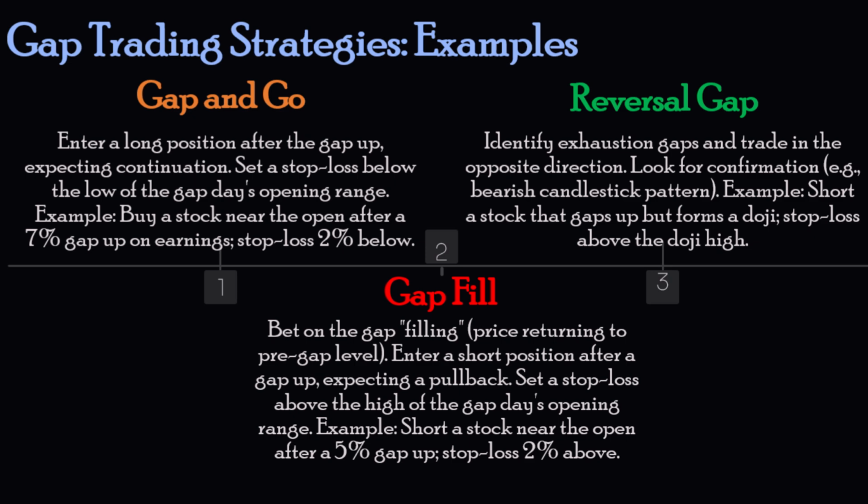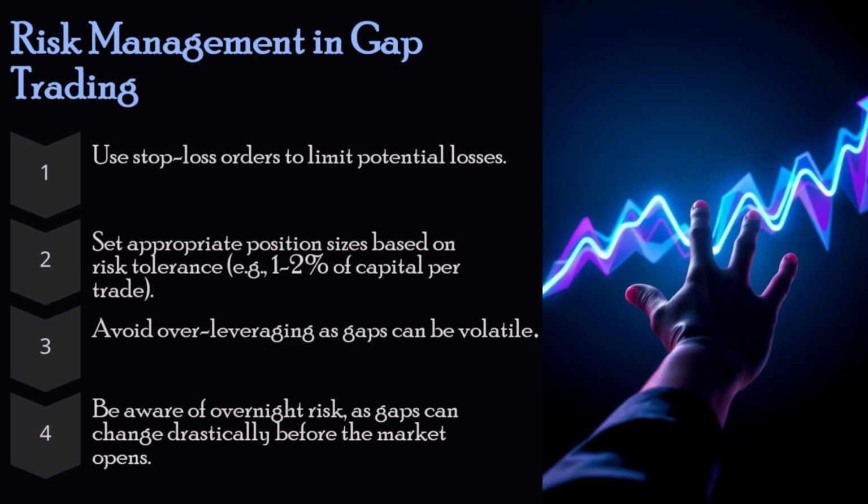Gap fill, bet on the gap filling, price returning to pre-gap level. Enter a short position after a gap up, expecting a pullback. Set a stop loss above the high of the gap day's opening range. Example: short a stock near the open after a 5% gap up. Stop loss 2% above.